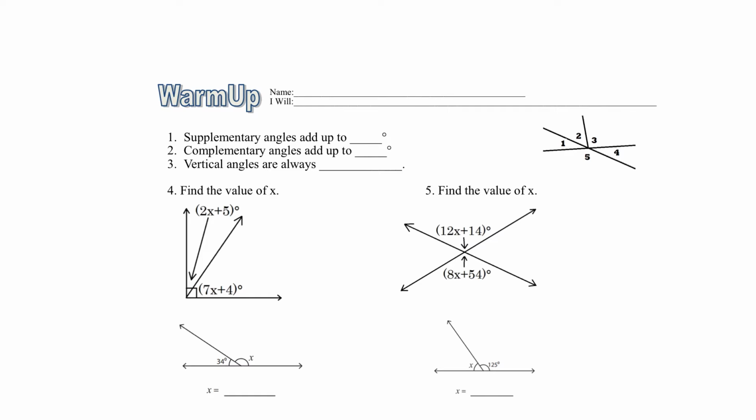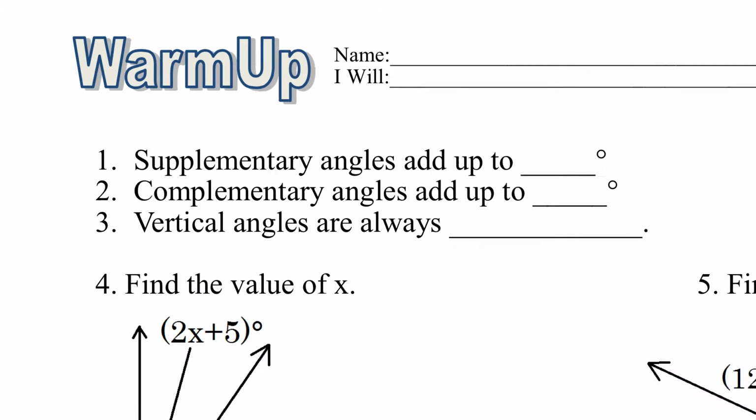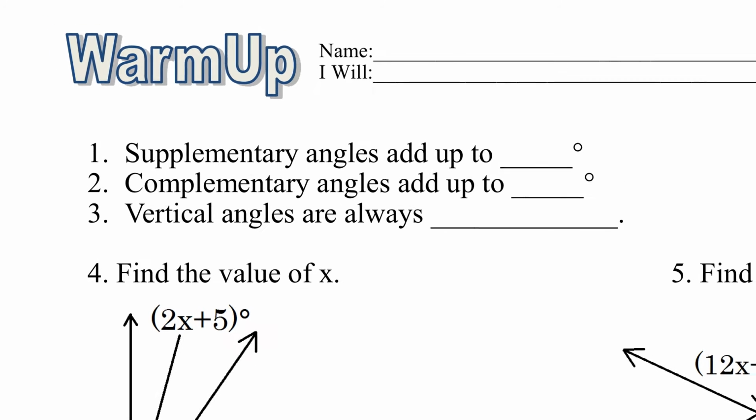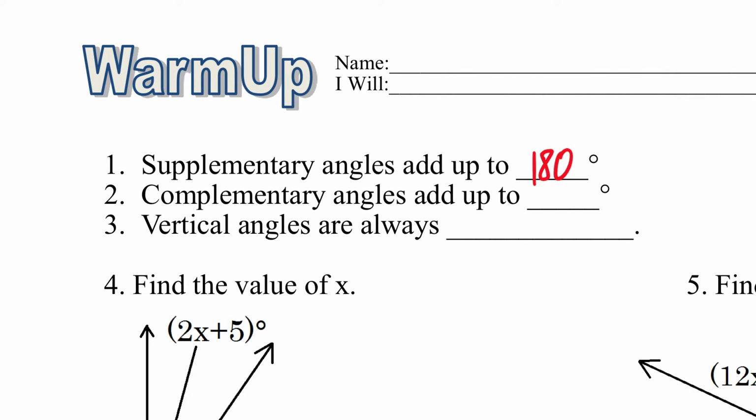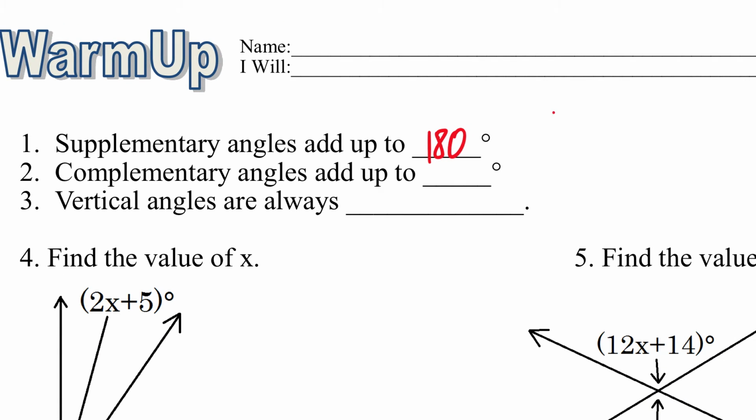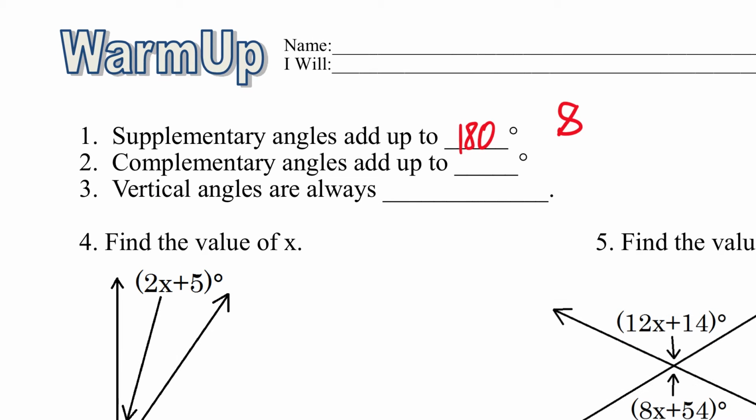All right, you are about to take a quiz on this. So, supplementary angles add up to what? Add up to 180. Okay, guys, need you listening, please. Remember, supplementary, the S turns into an 8 to remind you of 180. Complementary adds up to what? 90. Remember, the C of complementary turns into a 9.